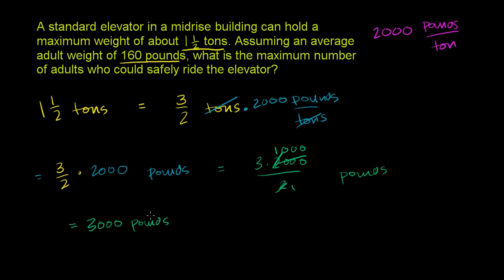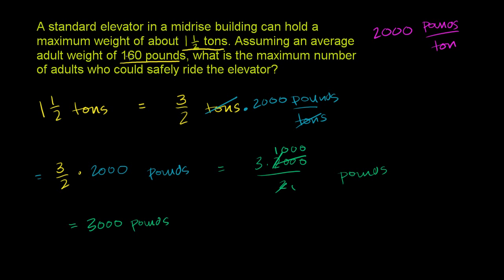So what we've done so far, we've just figured out the maximum capacity of the elevator. It can hold 1.5 tons, which is the exact same thing as 3,000 pounds. Now, what we need to figure out is 3,000 pounds is equivalent to how many average adults of 160 pounds?